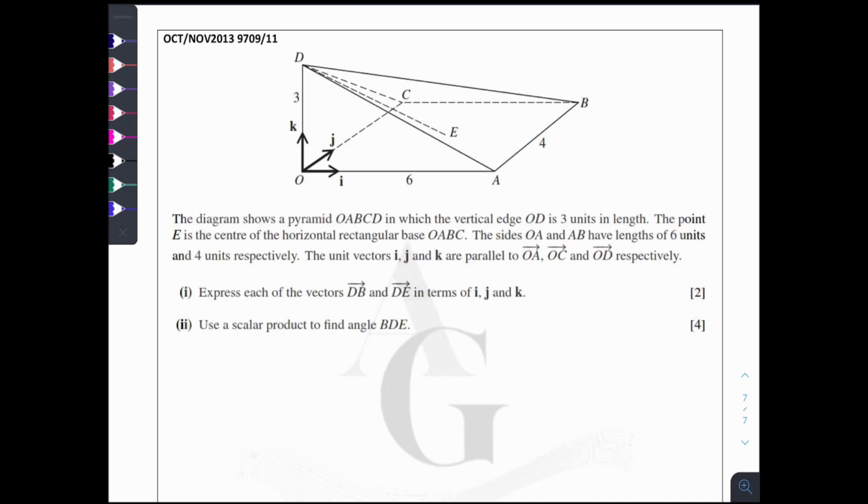Part 1, you are asked to express each of the vectors DB and DE in terms of i, j, k. So have a look at where DB is. DB means from here, point D to point B.